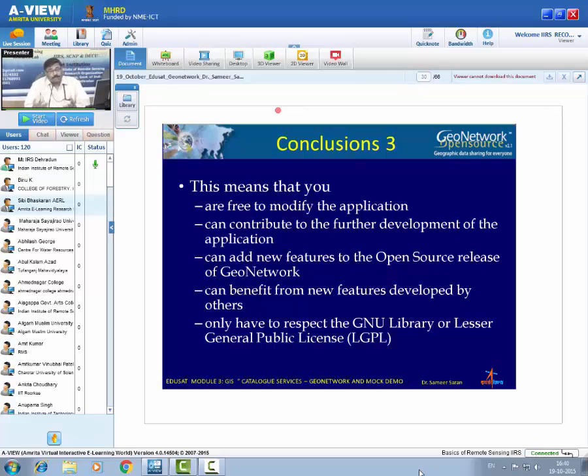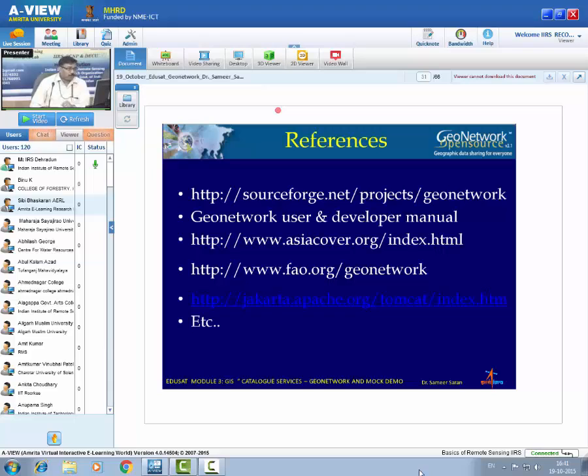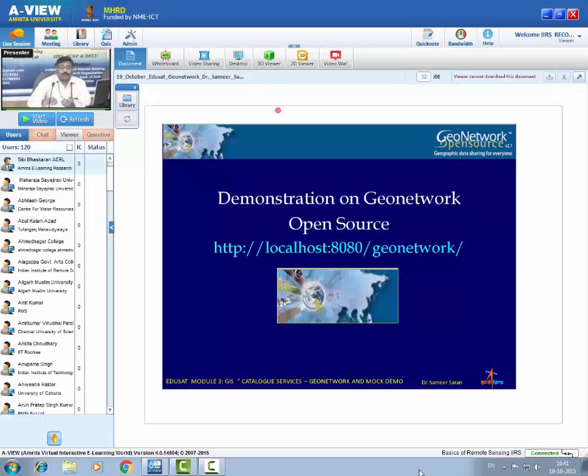You can easily modify the application, and that application can be put in the public domain so that people can make use of it. You can add new features and new applications to it. Since you can do a lot of modifications, it comes under the GNU Lesser General Public License, and you have to respect that licensing scheme which is available in GeoNetwork. There are a few references available. You can quickly search these references and see what applications are available.